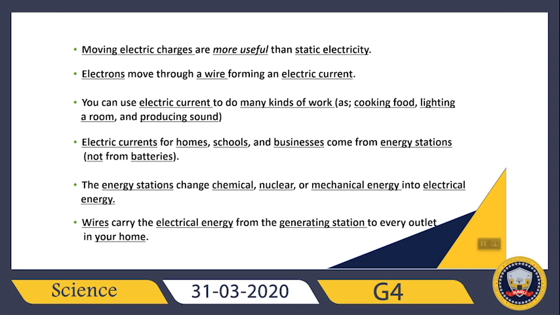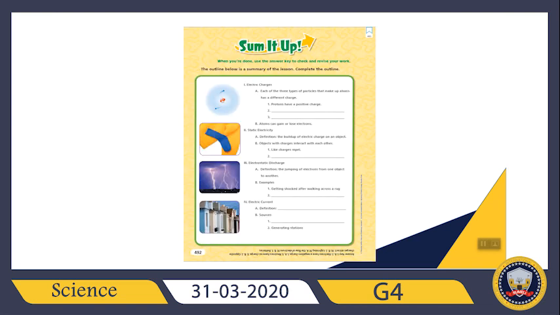Now let's do an exercise together, okay? Then playing a game. So about the exercise, let's complete those sentences or fill in the blank places. For example, here it says the outline below is a summary of the lesson, so complete the outline. We are going to complete these places to make a quick revision or a quick summary for this lesson. For example, let's start. Number 1, electric charges. Each of these types of particles that make up atoms has a different charge.